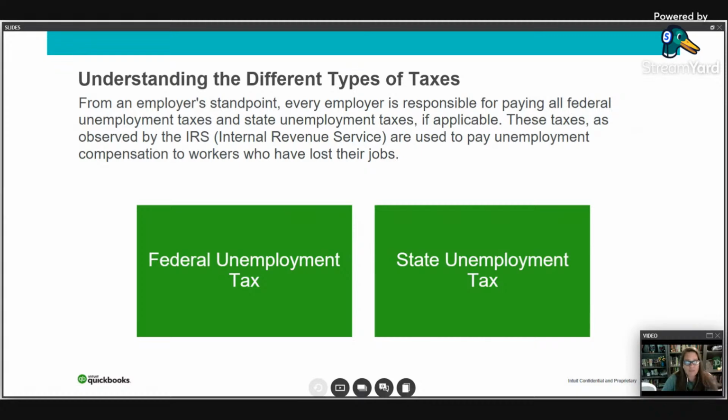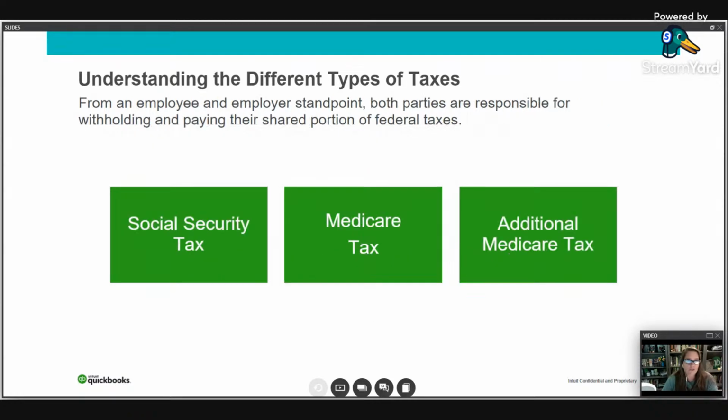From an employer standpoint, every employer is responsible for paying all of the federal unemployment taxes as well as any state unemployment taxes if those are applicable. Those are used to pay unemployment compensation to workers who have lost their jobs. Both parties are responsible for Social Security, Medicare, and then the additional Medicare tax, right?